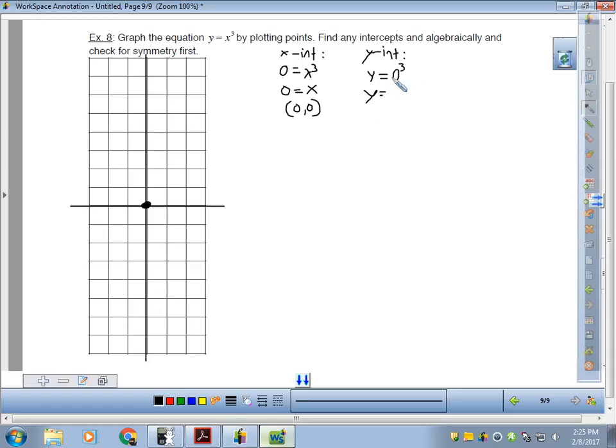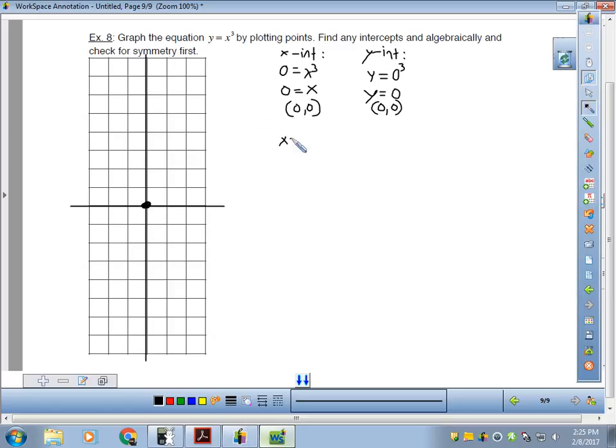So y equals 0 cubed, which is 0. So my y-intercept is also the origin. It is also at 0, 0. So there's still that point. Next thing we're going to do is check for symmetry.